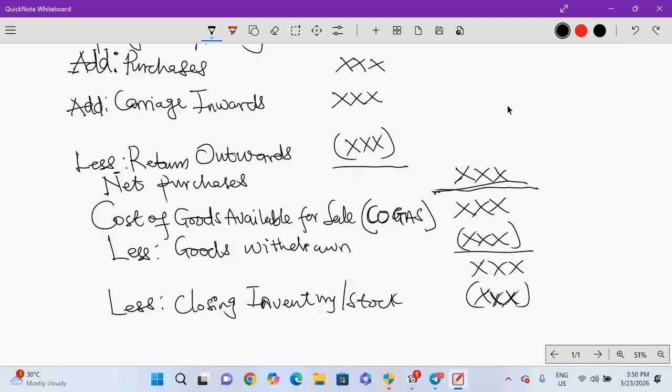Okay. So now we deduct our closing inventory, right? And even with the less goods withdrawn, you can deduct it here before you get the available goods. Anyhow you do it, you should be getting the same answer. So we deduct the closing inventory or stock. Once you deduct, what are we getting?